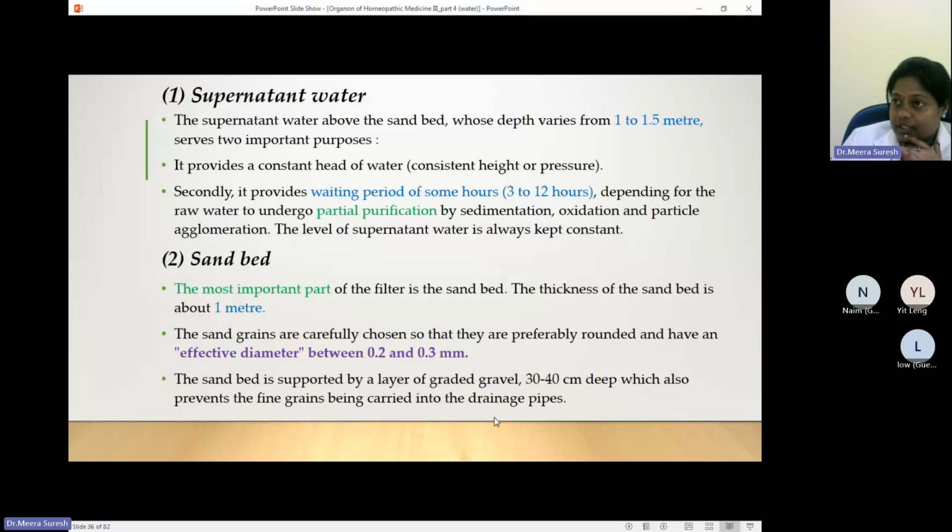So this will be a larger size one. If the water is coming out, the smaller sand has a tendency to come down and then get filtered. But because of the presence of this gravel, that sand will be collected somewhere over there and it won't be getting into the drainage pipes. So that is with the sand bed.